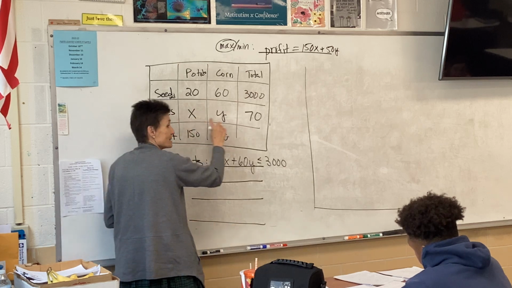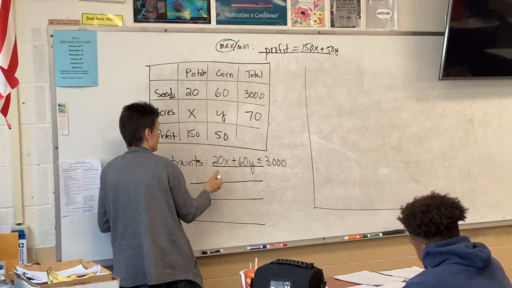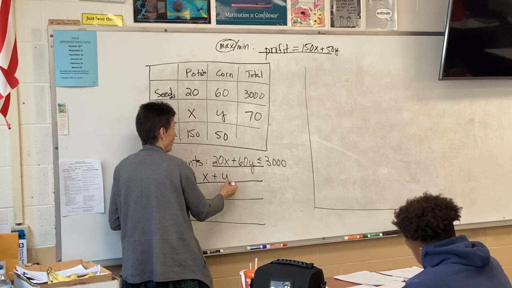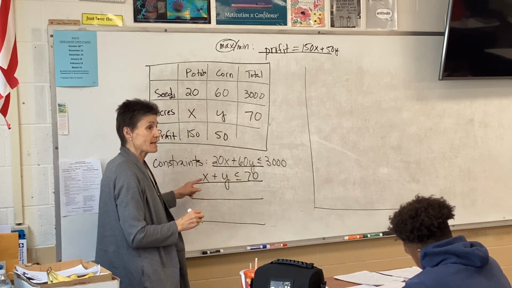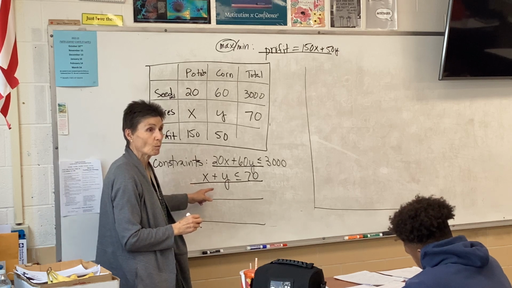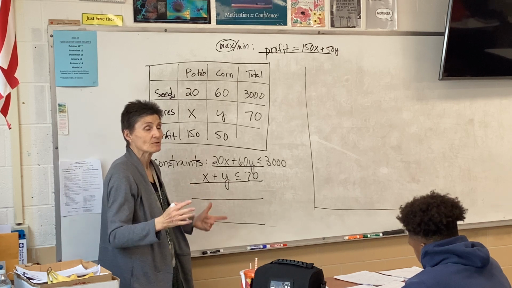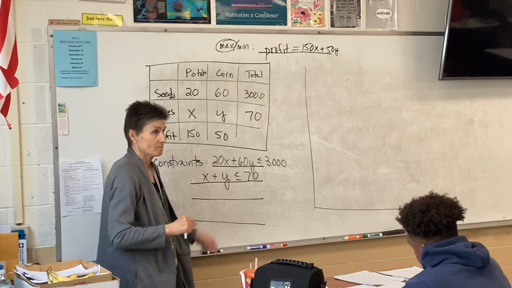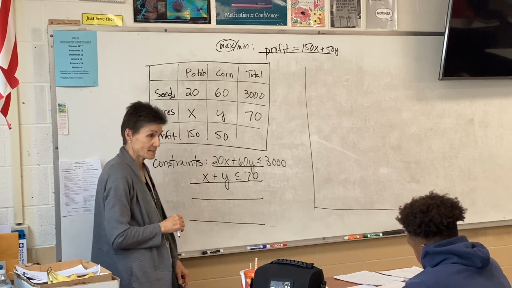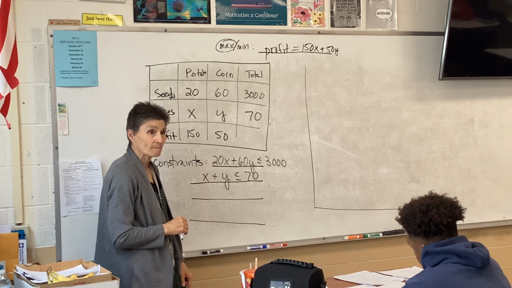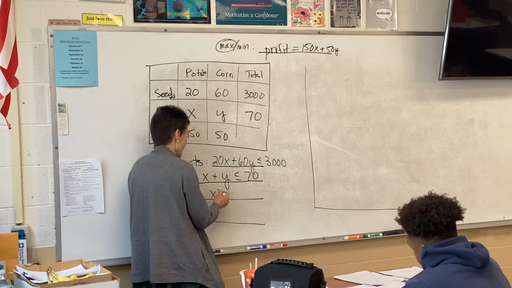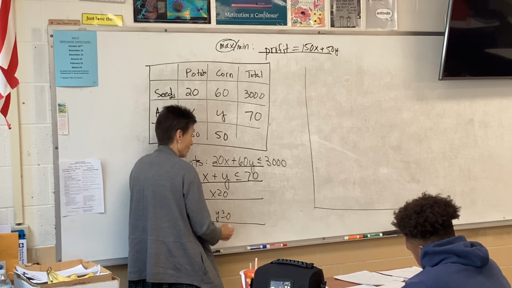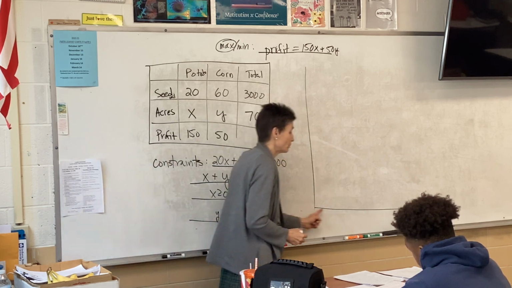All right, what does this one say? X plus Y is less than or equal to 70? Because X is how many acres of potatoes, Y is how many acres of corn, how many acres does he have on his farm? 70. So whatever he plants has to be less than or equal to 70. And then what are the two that are always hanging around? X and Y are both positive. That's why we only do this much.